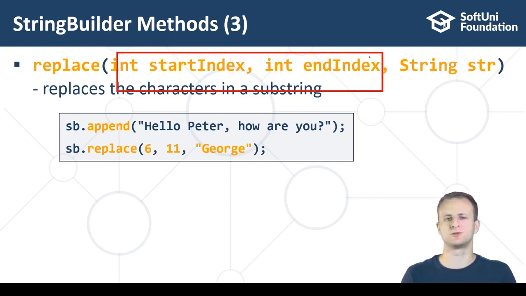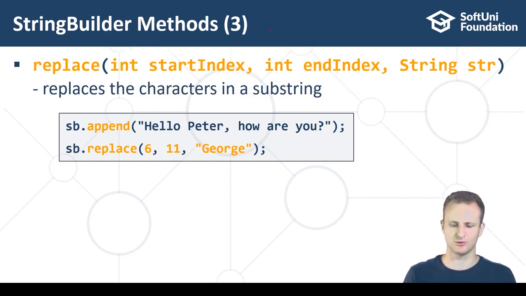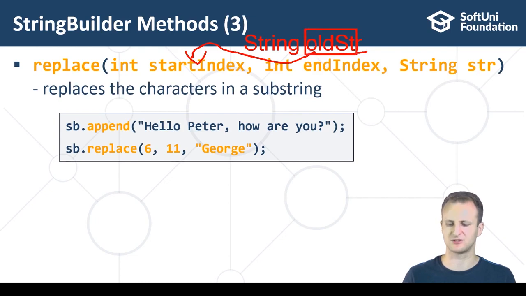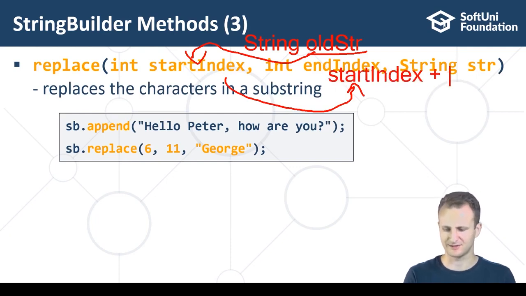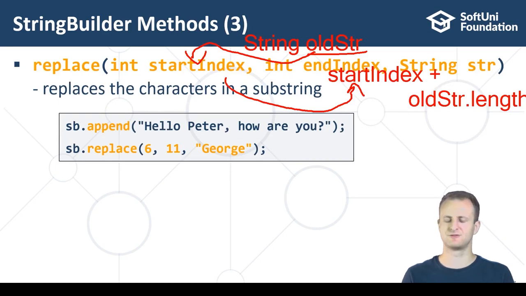Now, if you really want to do a replace operation on a string builder, which accepts a string parameter old string, what do you do? Well, you search for the index of old string, find that old string. So you find its index, you find its starting index. And you find its ending index, which is its starting index plus its length. So its ending index is start index plus old string dot length, and that gives you the end index.